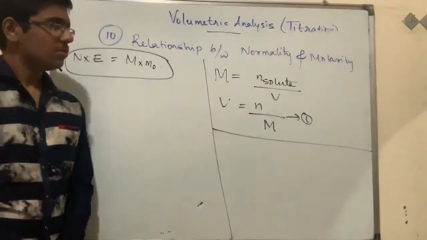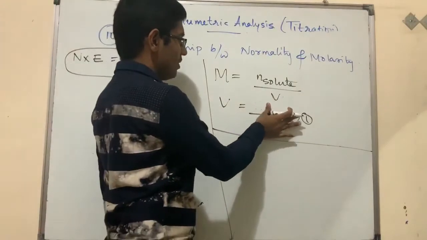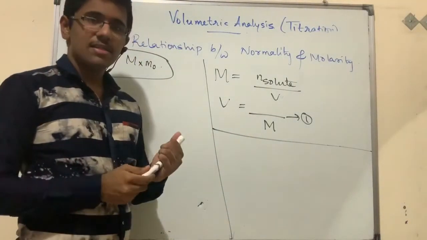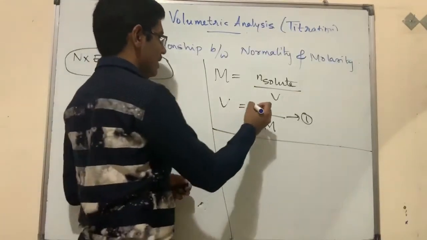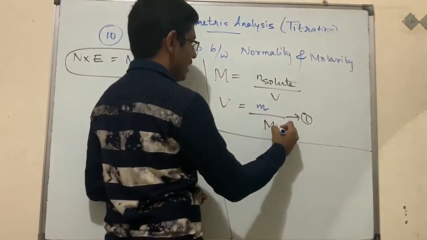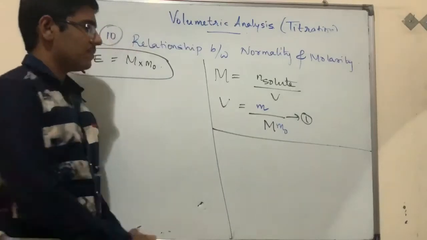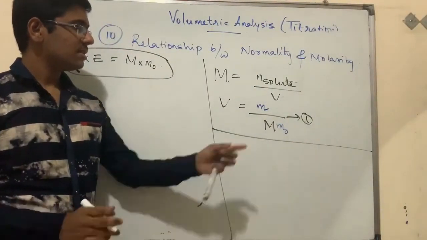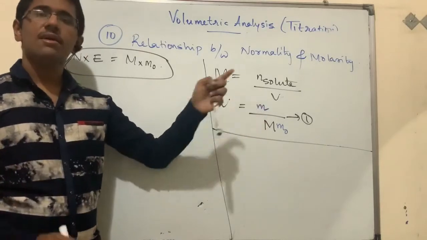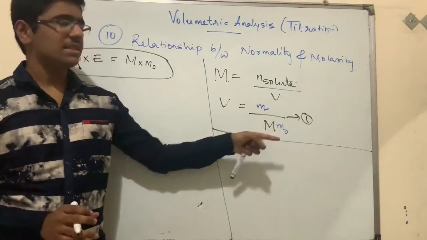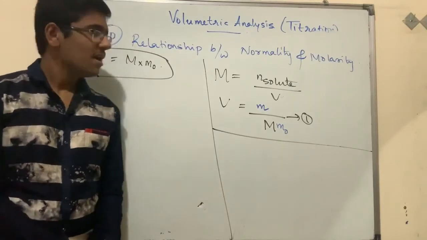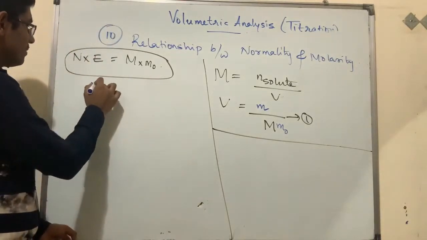Right? So I can say number of moles of solute, I can write it as what? Given mass by molar mass. Correct? Given mass divided by molar mass, m divided by Mo. I can write like this. What is this? Simple. Small m is your given mass, Mo is actually molar mass, capital M is your molarity. And normality.